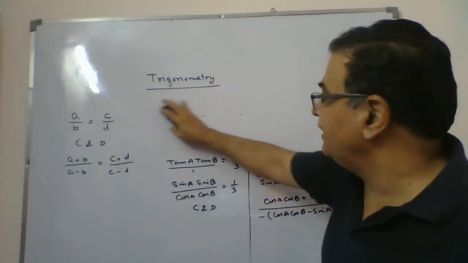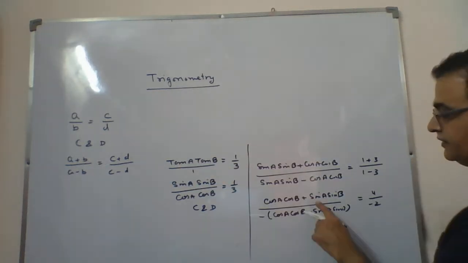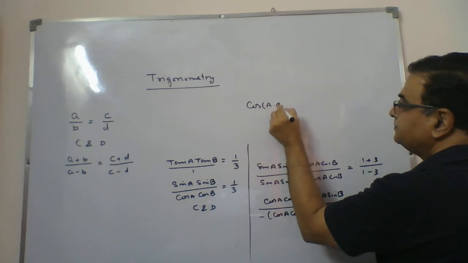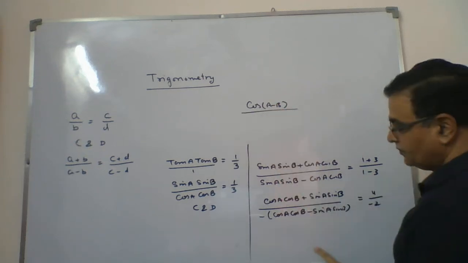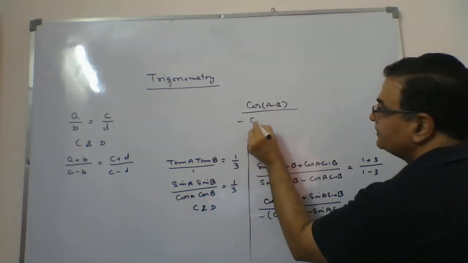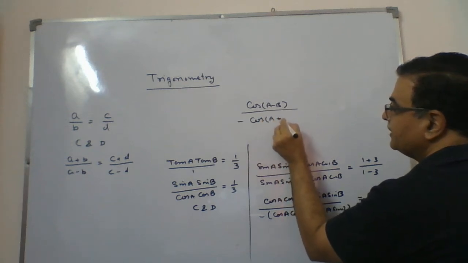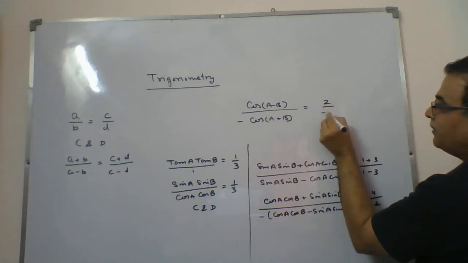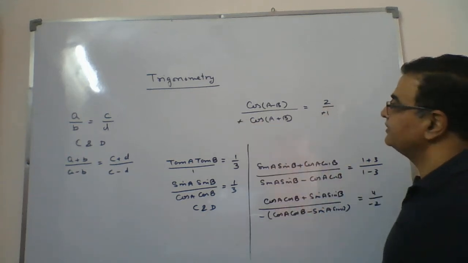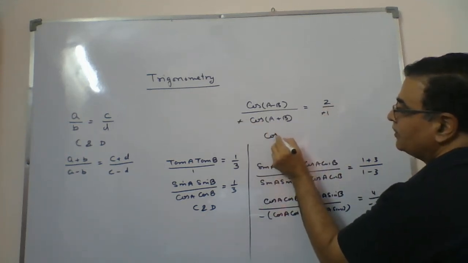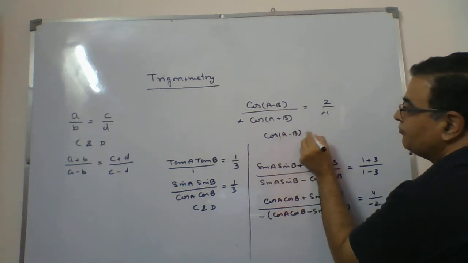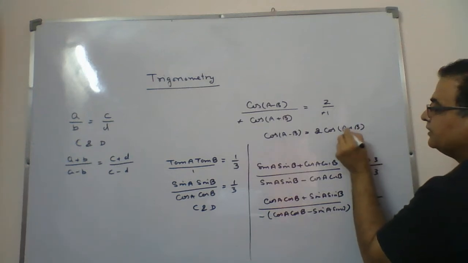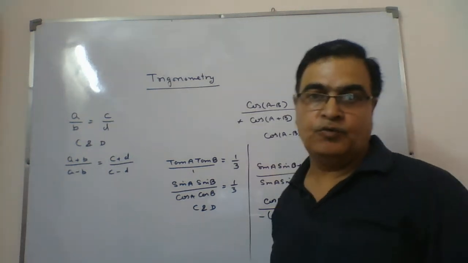After getting this result, this is the formula of cos(A minus B) in the numerator, and in the denominator it is minus cos(A plus B), and here it will come out to be 2 by minus 1. So this minus and minus cancel out. I got it, cos(A minus B) will be 2 cos(A plus B). This is the result which you have to prove.